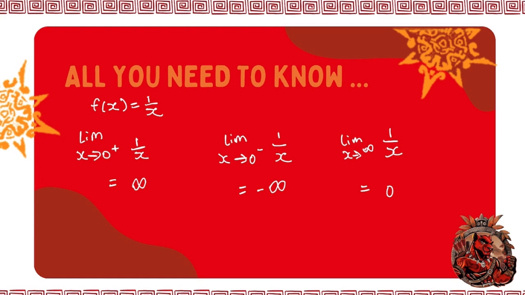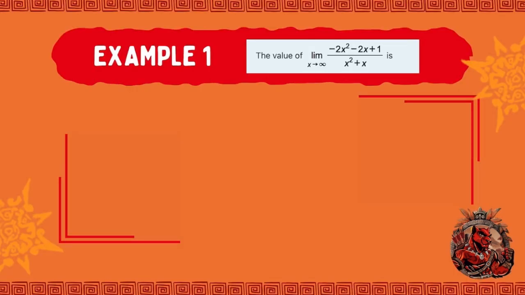So let's try out one of the examples in the exercise. In this question, we need to find the limit of a rational function as x approaches infinity. And as we mentioned before, when we see infinity, we are only looking at the highest power from both the denominator and the numerator. So here we're going to have minus 2x squared over x squared. We simplify it, and we end up getting our final answer, minus 2.